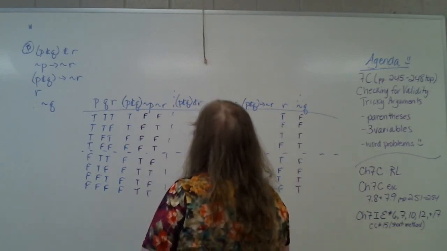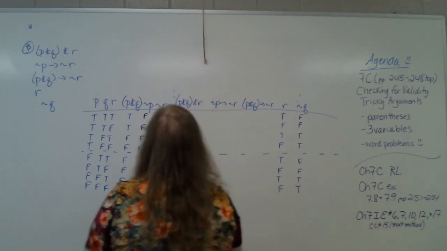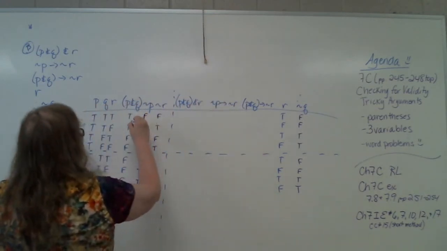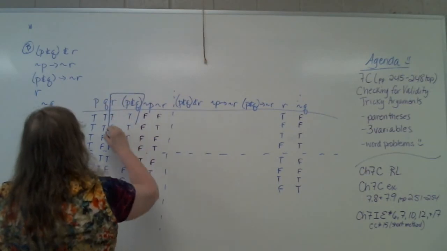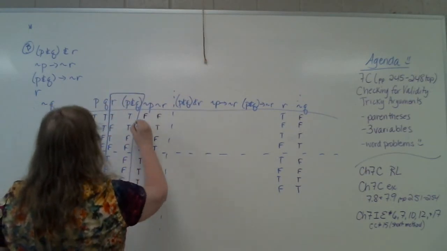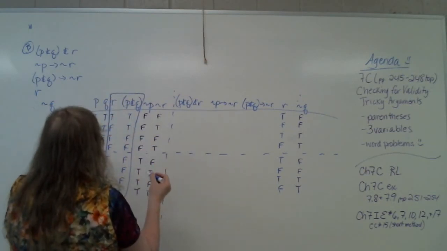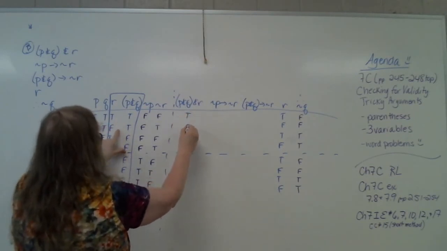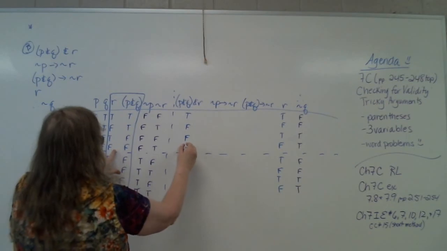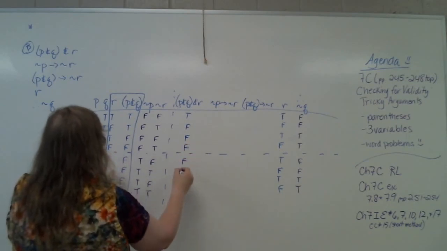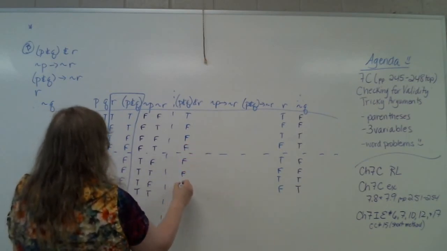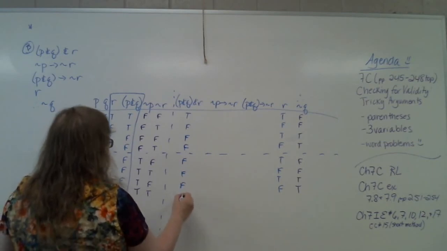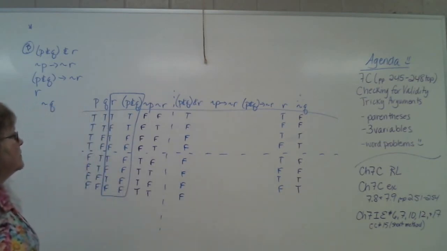P and Q and R. Okay, so I'm looking at these 2 columns and I'm going to AND them. So any place I see 2 trues is true. Any place where there's a false is a false, right? Because we have to have both true statements for our conjunction to be true. So just once.